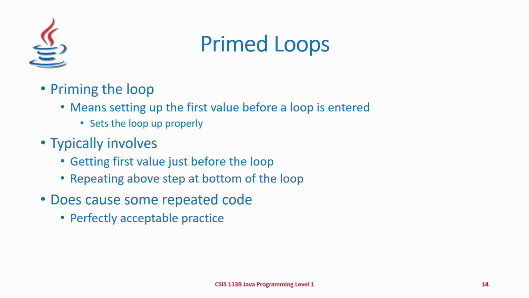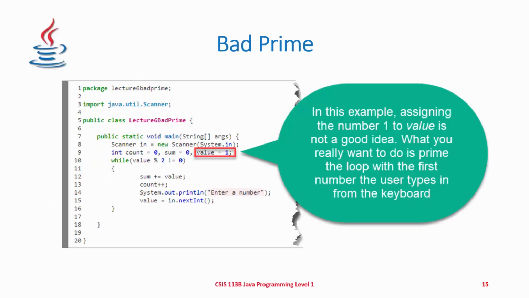Now, this does cause repeated code, as I said, but still, it's perfectly acceptable practice. So here would be a bad prime. Using our previous example, essentially, it's the same thing here. It's just, notice that instead of taking a value from the user and using that initial value from the user in the Boolean expression of the while loop, here we have pre-assigned the value 1 to the variable value. So that's really not good practice.